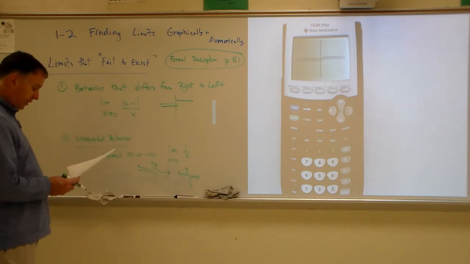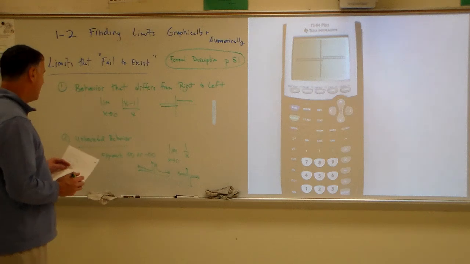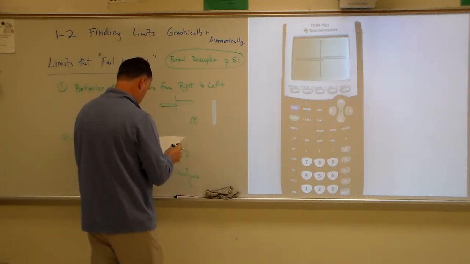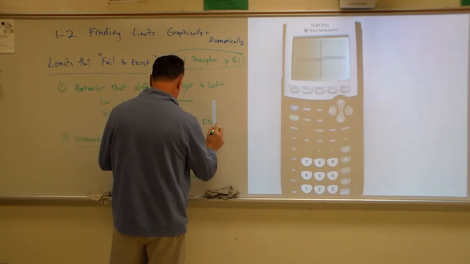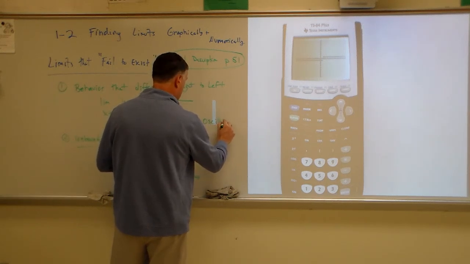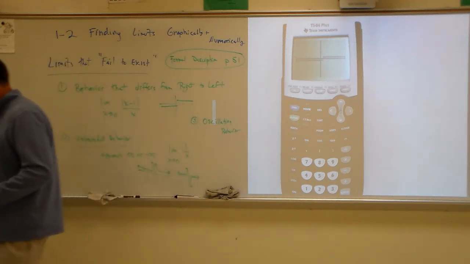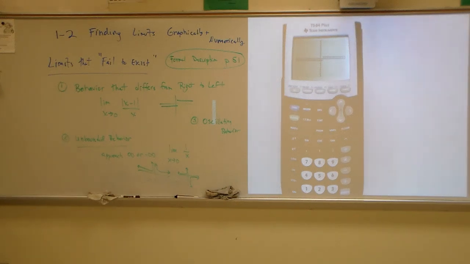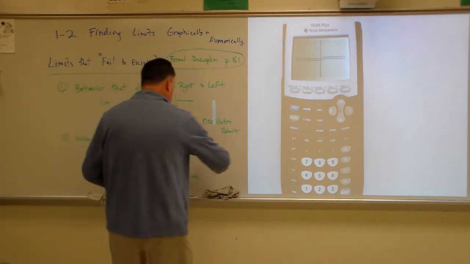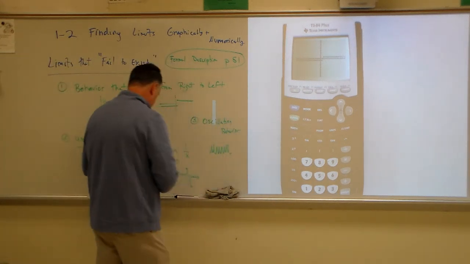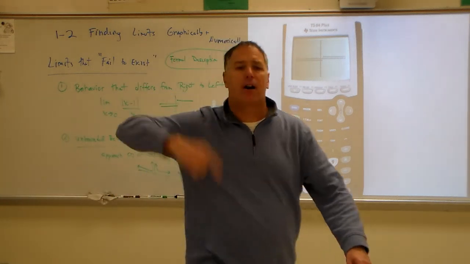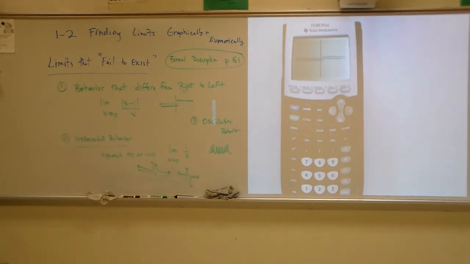And then the third type is what's called oscillating behavior. Let me just get a book. It'll take me a minute here, right from the closet. So oscillating behavior is stuff that does this. That's what your graph does. It goes up and down, up and down, up and down in such a small space. That is called oscillating behavior.